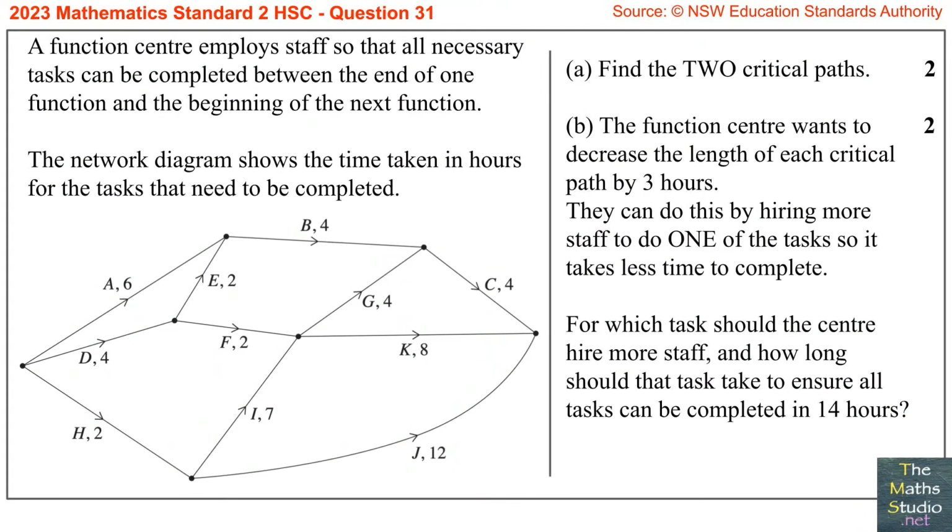Question 31. A function center employs staff so that all necessary tasks can be completed between the end of one function and the beginning of the next function. The network diagram shows the time taken in hours for the tasks that need to be completed. Part A. Find the two critical paths.